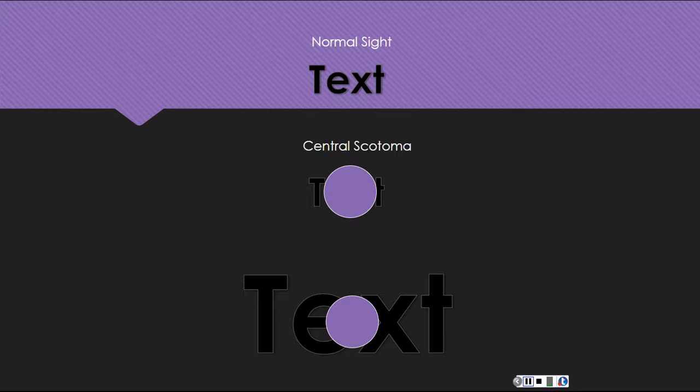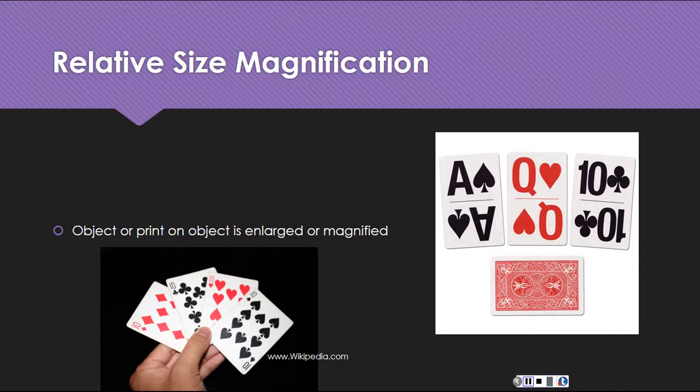So this is primarily down here. This is the goal that we're shooting for when we look for magnification. We're making things larger to compensate for the vision loss that a patient has experienced. So let's look back at our different kinds of magnification.